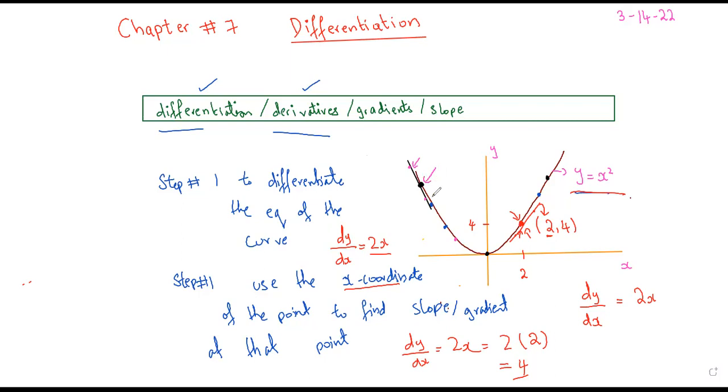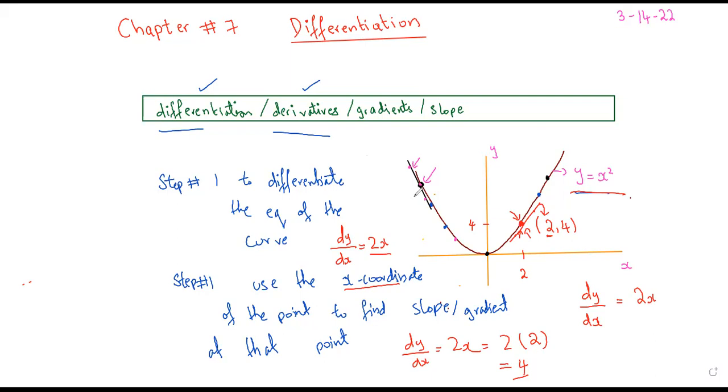So one method is to make the tangent, find its gradient, and say that the gradient at this point would be the same as the gradient of the tangent. But that method is an old method. We used to use that method when we did not know what differentiation is. So far, we did not talk about how to differentiate.